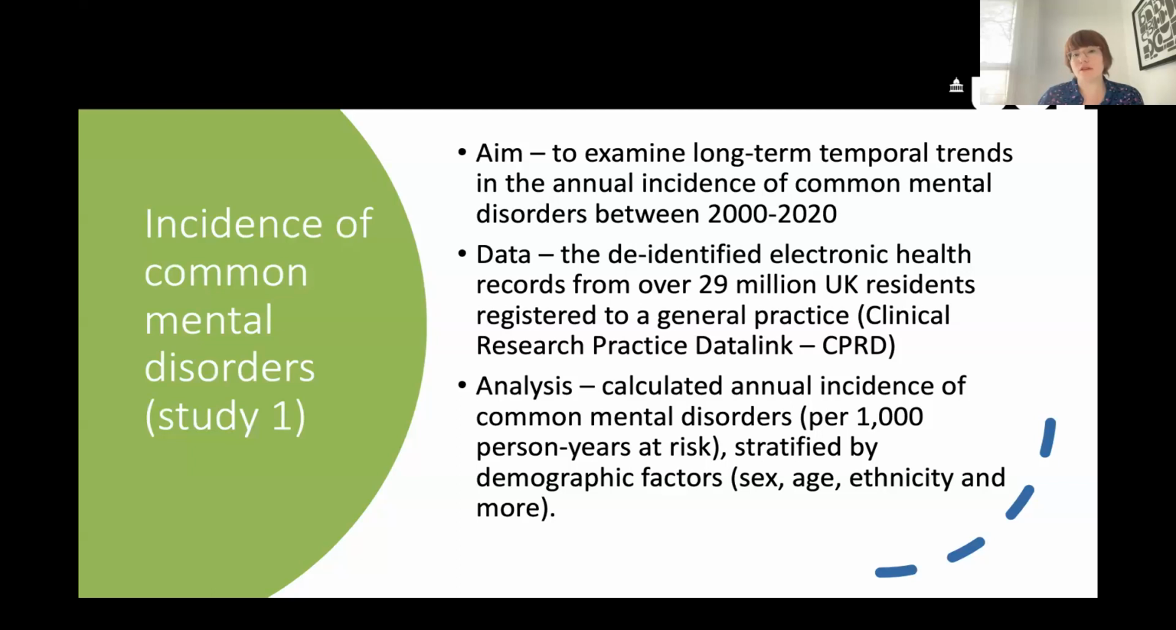So we used de-identified electronic health records, which included over 29 million UK residents. Anyone that's registered to a GP practice was included in this study. And this particular database is called CPRD, or the Clinical Practice Research Datalink. For this analysis, we calculated the annual incidence of common mental disorders per 1,000 person years at risk, and also created stratified estimates based on sex, age, ethnicity, and more.